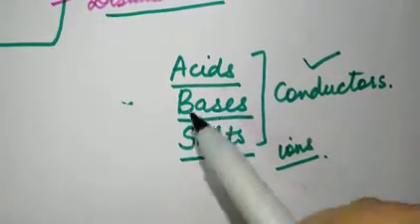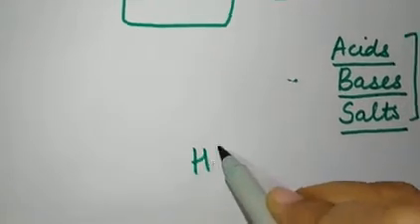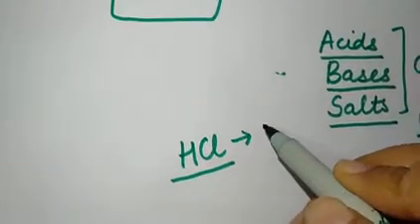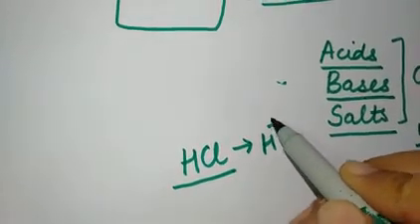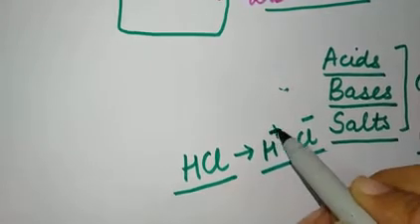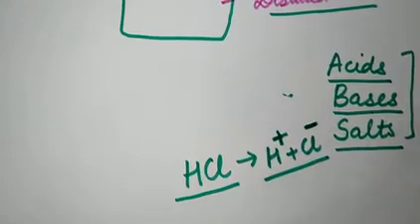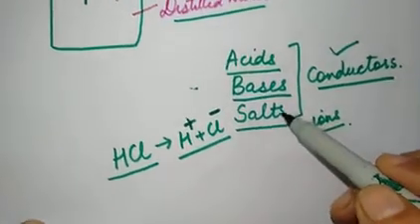Why are they conductors? Suppose I take an easy example, like HCl. All of you know that this is an acid. This can be dissociated. When we pass electric current through it, it will dissociate into H plus and Cl minus ions, and these ions are the ones which carry the charge. So they will be the conductors. The same happens with bases and salts.